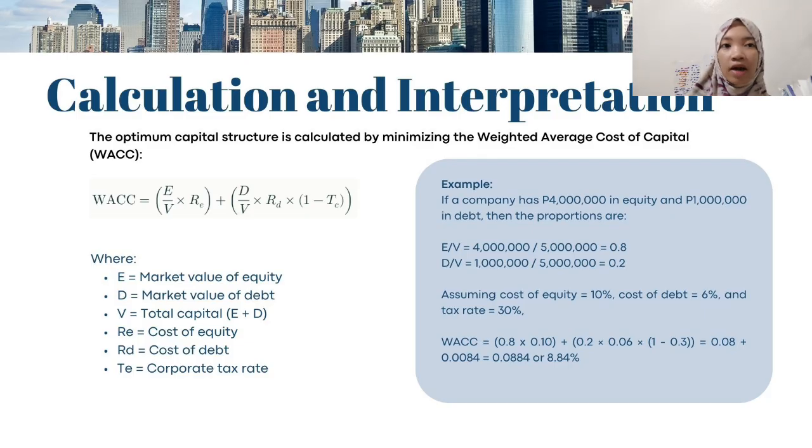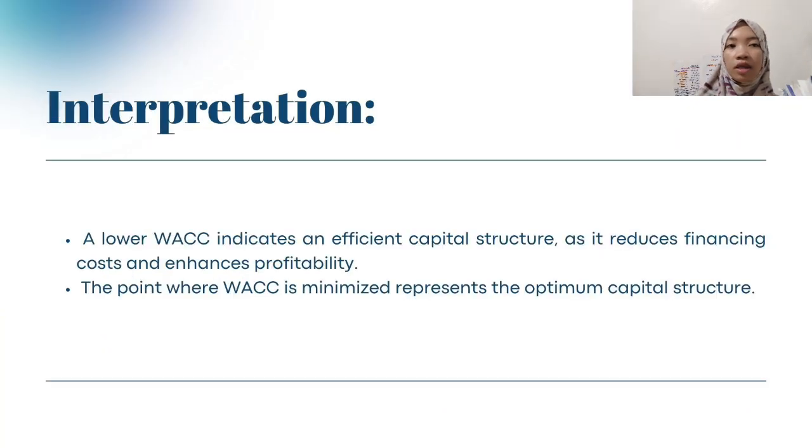So, kapag nakuha natin yung dalawang value na yon, meron na tayong mga given na rates, no, which is yung cost of equity na 10%, cost of debt na 6%, and yung tax rate na 30%. So, since nakuha na natin yung mga values, i-substitute na lang natin yun doon sa formula earlier, which gives us 0.8 multiplied by 0.10 plus 0.2 times 0.06 times (1 minus 0.3), which will give us 0.08 plus 0.0084, which is equal to 0.0884 or 8.84%.